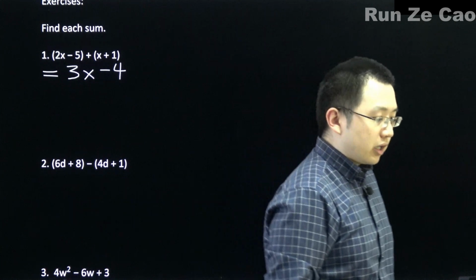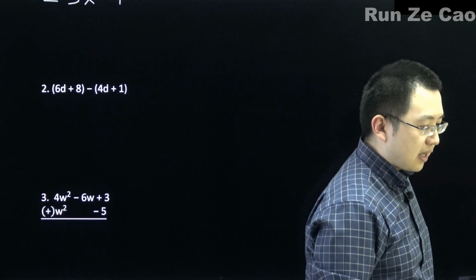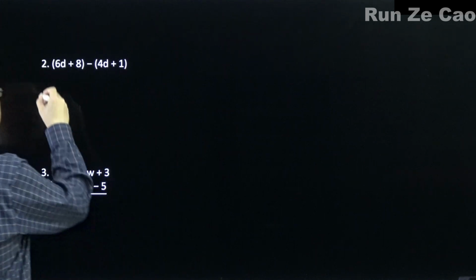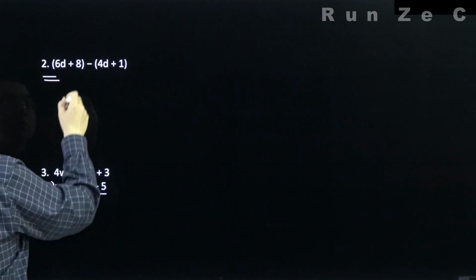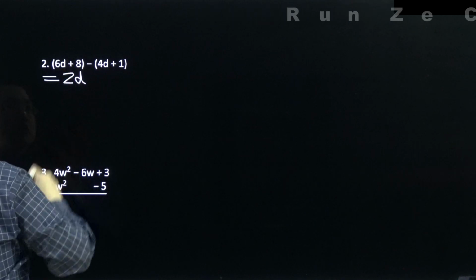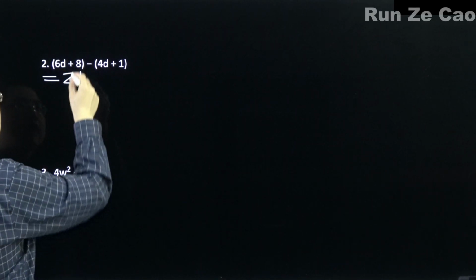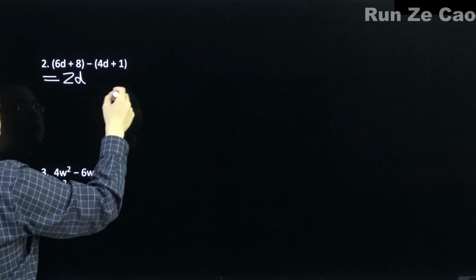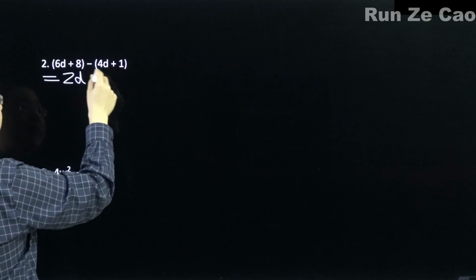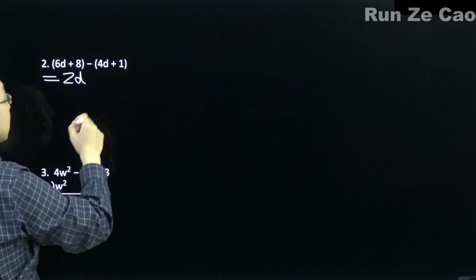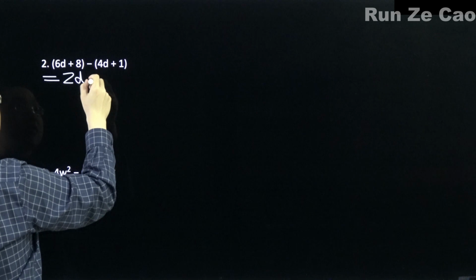So, what about 6d plus 8 minus 4d plus 1? Well, 6d minus 4d would give you 2d. And then plus 8 minus positive 1. Like, if you wanted to open the bracket, you'd have minus 4d minus 1. So plus 8 minus plus 1 gives you plus 7.